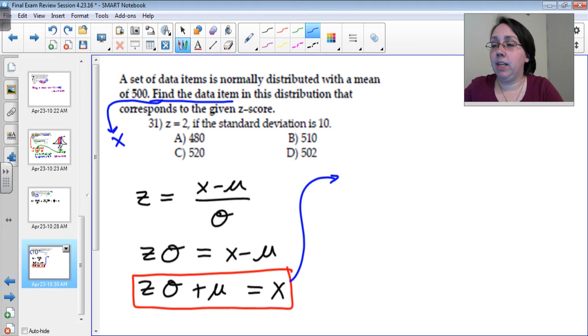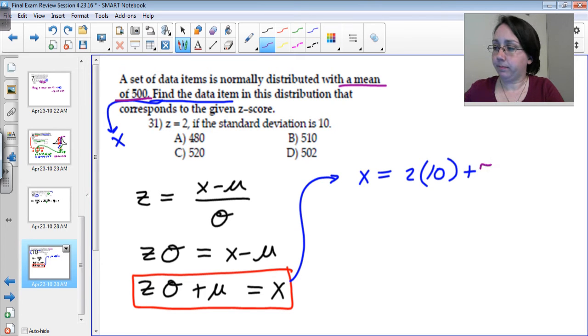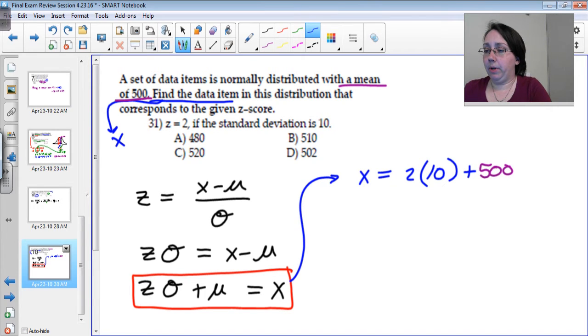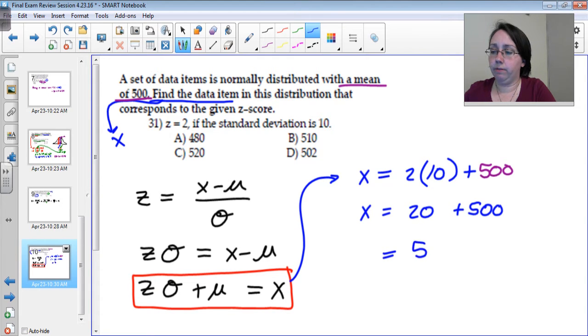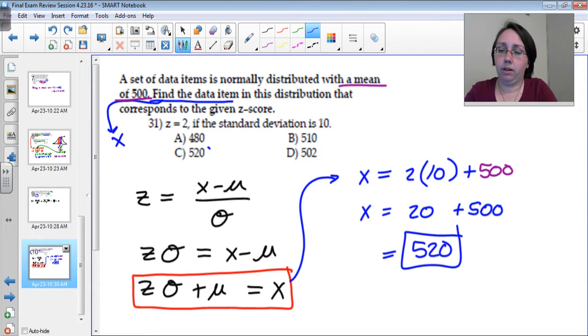All right, so we plug everything in here. Z, they gave us that. That's 2. What's sigma? Your standard deviation is 10. Plus our mean is given to you, 500. So we have x equals 20 plus 500, which is 520, and there you go.